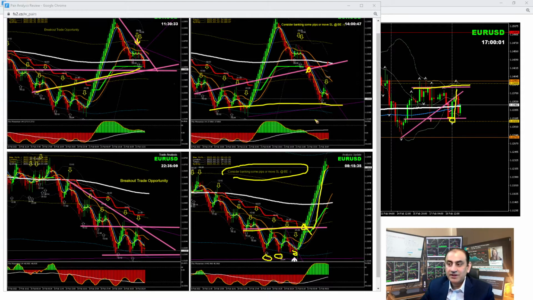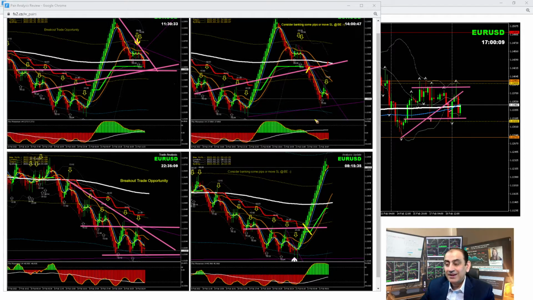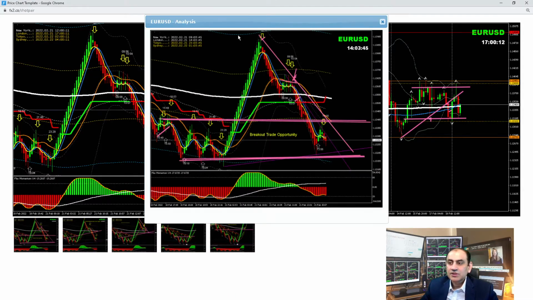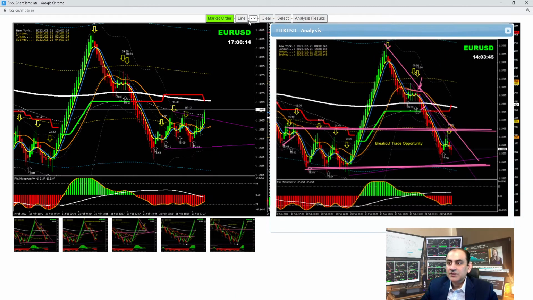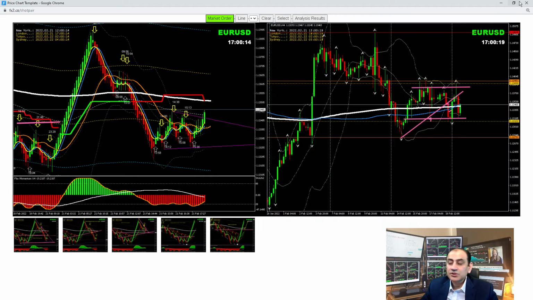Afterwards, the market consolidated. As you know, there's a bank holiday in the US, so we haven't seen any volatility. We're still waiting for this analysis to be validated. As you can see here, we are looking at this breakout opportunity on Euro USD. We'll let you know tomorrow, guys.